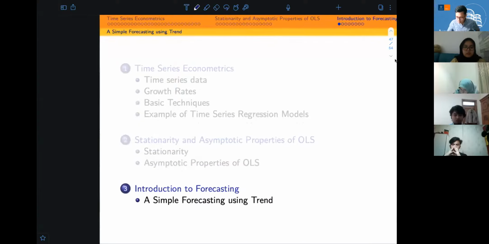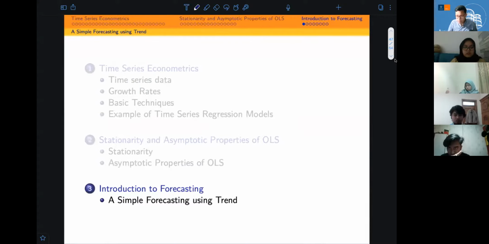The next discussion is introduction to forecasting. Again, this is a very basic forecasting methodology. This is a simple forecasting just using the trend. And recall that in time series data, you have the trend component, seasonality component, you have the cycle component, and you have the irregular component.